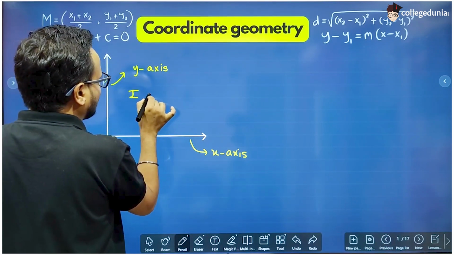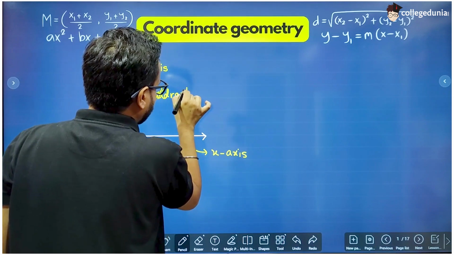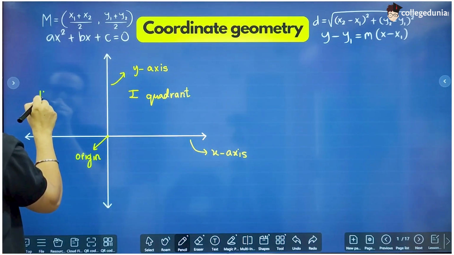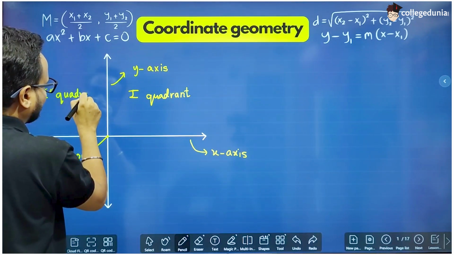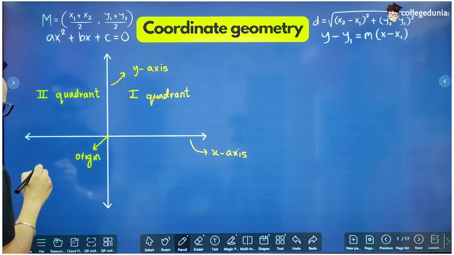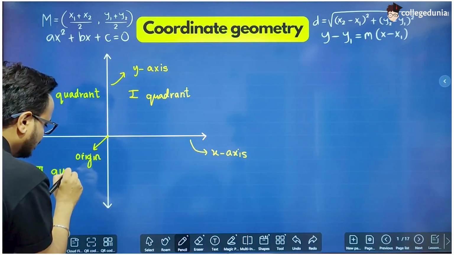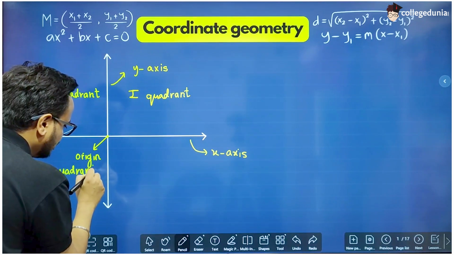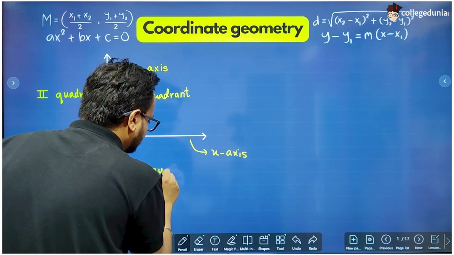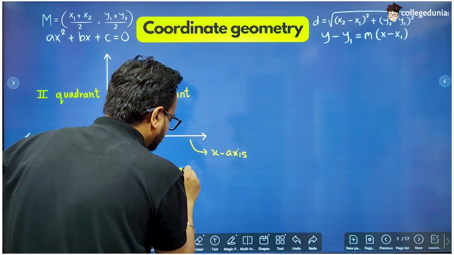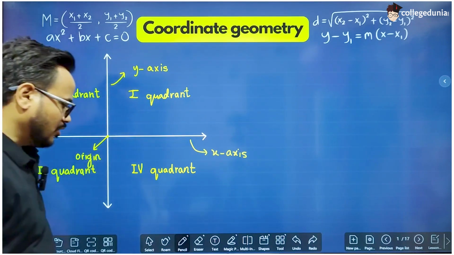Starting with this one, this is called the first quadrant. This one is the second quadrant. This is the third quadrant. And this is the fourth quadrant. Right? Okay.